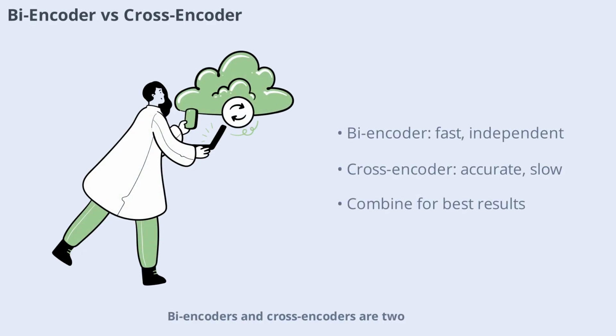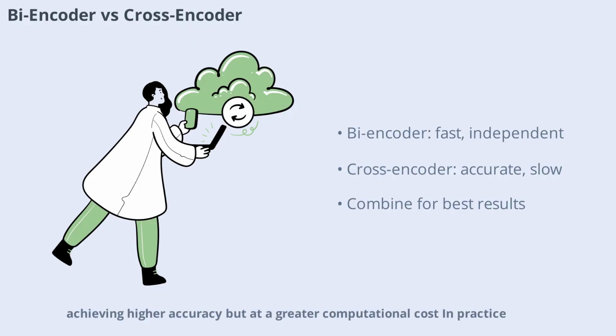Encoders and cross-encoders are two approaches for matching queries to documents. Encoders embed queries and documents independently, allowing for rapid similarity calculations. Cross-encoders, however, process the query and document together, achieving higher accuracy but at a greater computational cost. In practice, a system might use a bi-encoder to narrow down candidates and a cross-encoder for final ranking, balancing speed and precision.